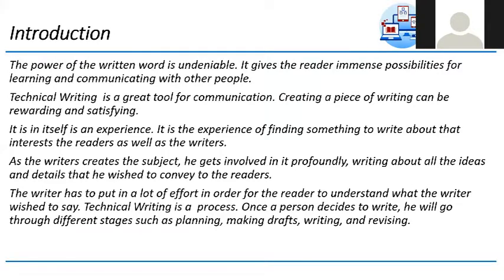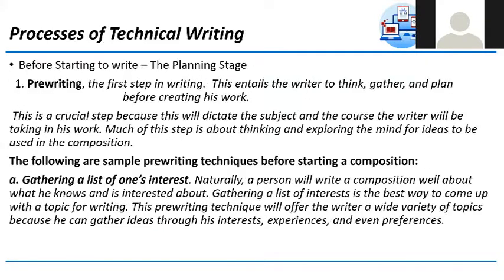Now, as the writer creates the subject, he gets involved in it profoundly, writing about all the ideas and details that he wished to convey to the readers. The writer has to put in a lot of effort in order for the reader to understand what the writer wished to say. So technical writing is a process. Once a person decides to write, he will go through different stages such as planning, making drafts, writing, and revising.